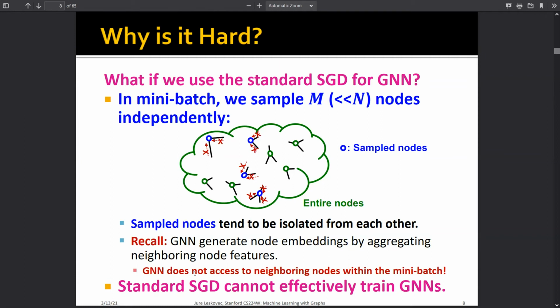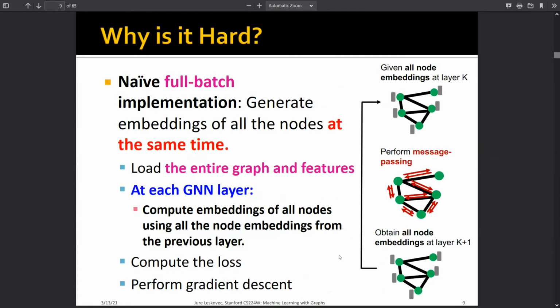So he says standard SGD cannot effectively train GNNs because the sampled nodes tend to be isolated from each other. So maybe they're not able to capture the whole structure. GNNs generate node embeddings by aggregating neighborhood node features. And because they're isolated, the model does not have access to neighboring nodes within the mini-batch. That's what I understand here. Yeah, I think that's correct.